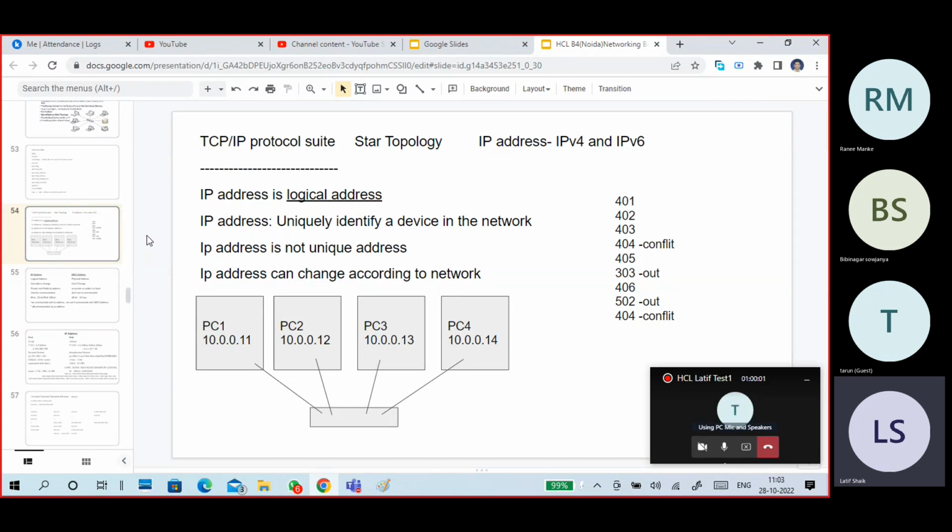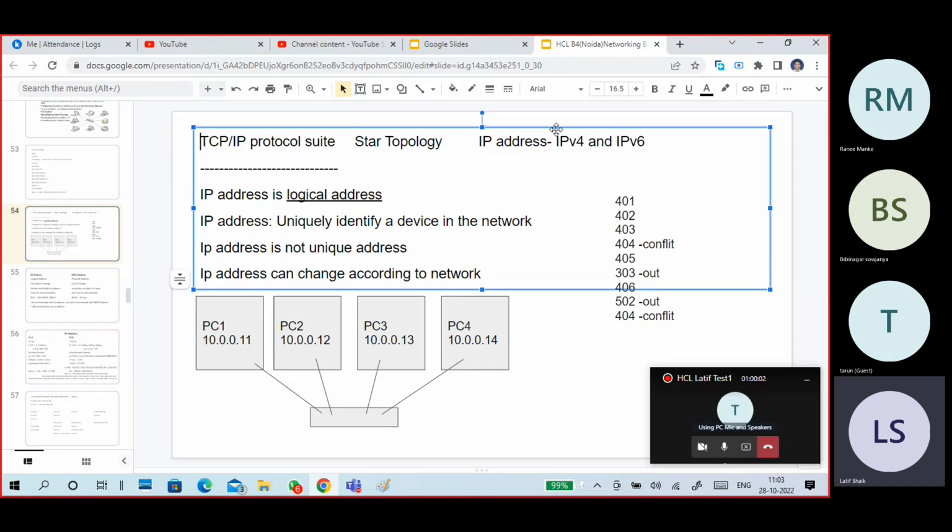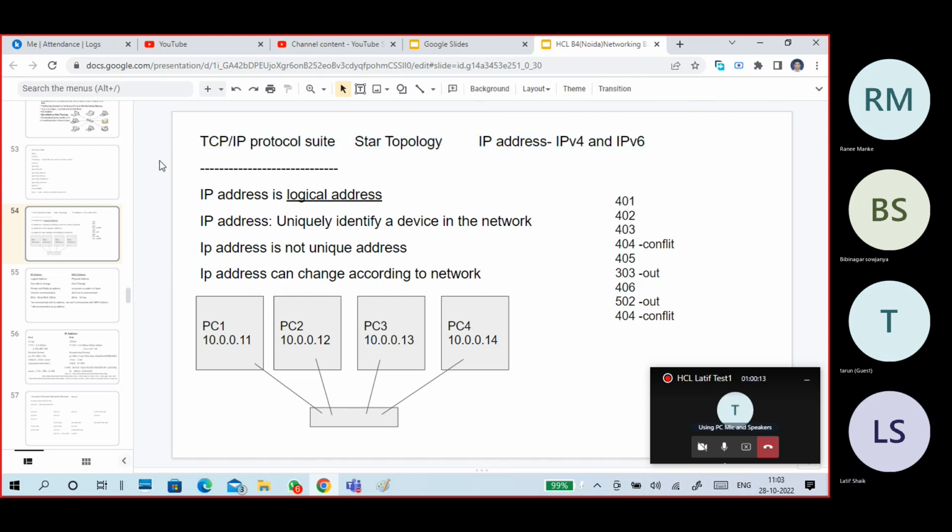Okay, guys. Just to make sure of a small point: this is not about the IP address part. It is all about the overall picture.